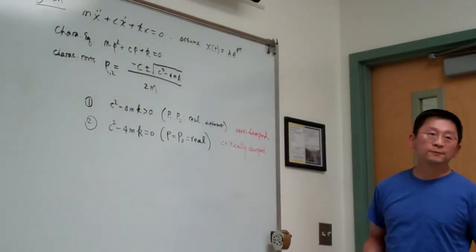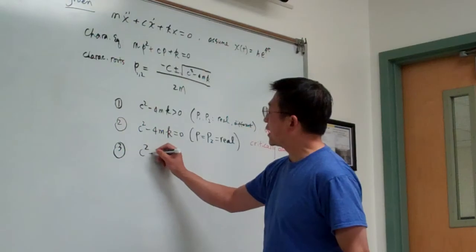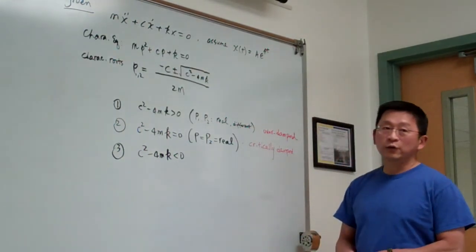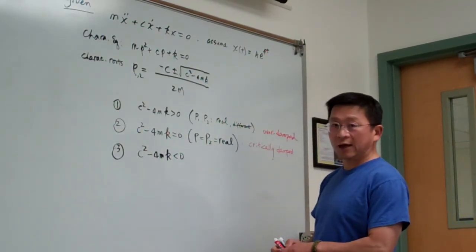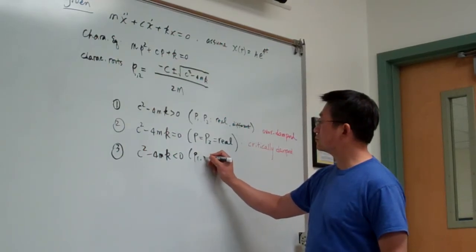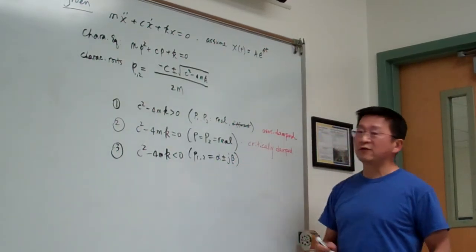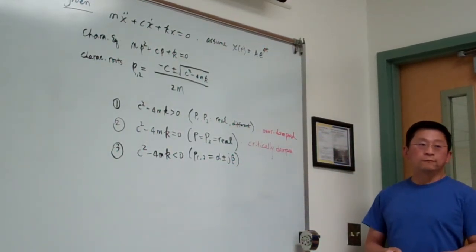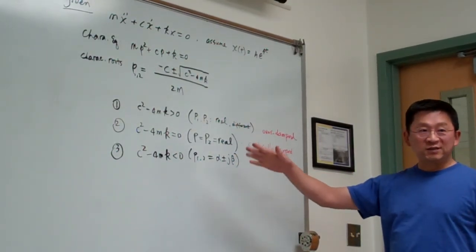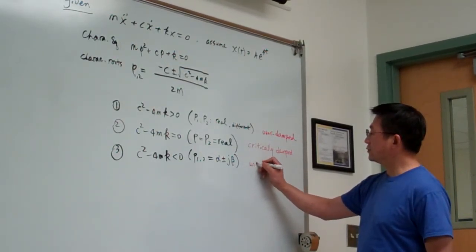Systems. Okay. And for the third case, if the number within the square root is negative, then we know that p1 and p2 are complex conjugates, alpha plus j beta, right? So here alpha and beta appear. This case has oscillation with decay. In terms of vibration, we call it underdamped.